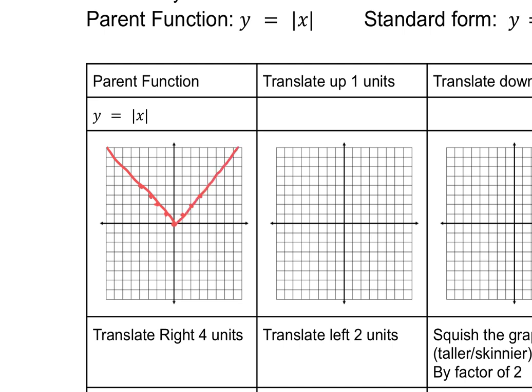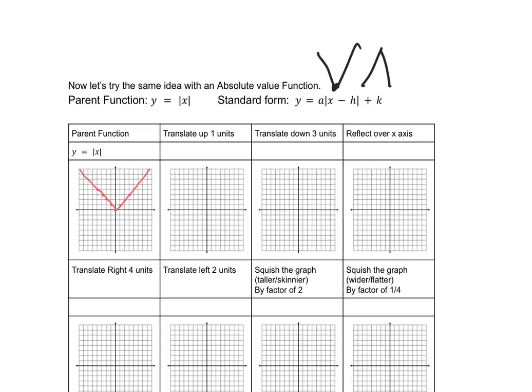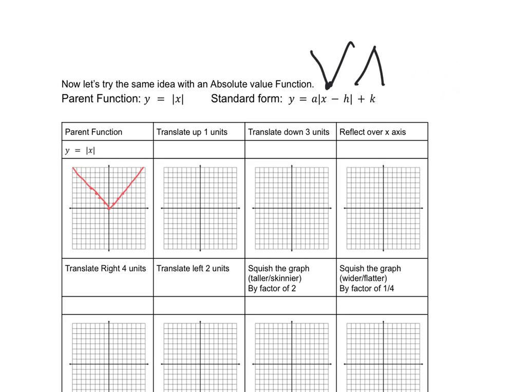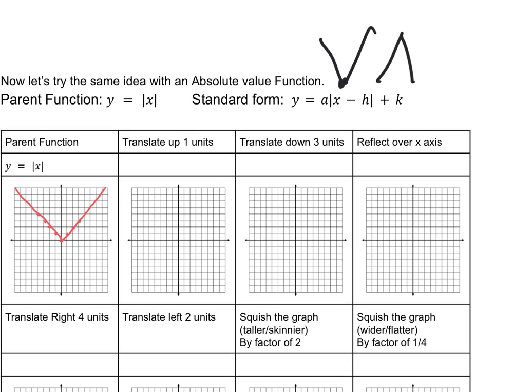So what I want you to do, first things first, is copy that parent function onto each of your graphs so you have something to compare to. And then if you look, this A out in front does the exact same thing that it did with the parabola. The H does the exact same thing. Notice it is grouped inside of these grouping symbols, and the K does the same thing, up and down.